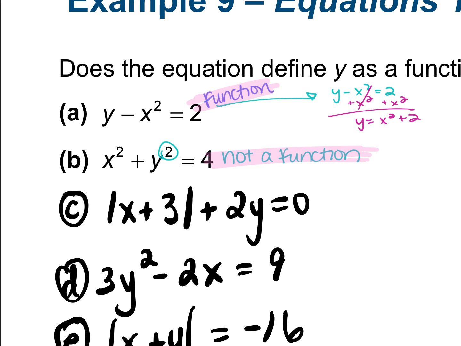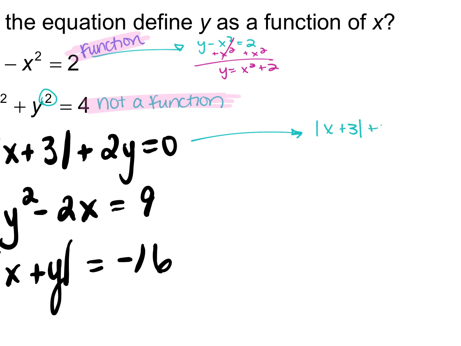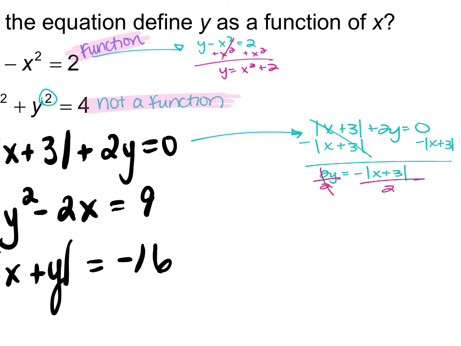For example C, you have the absolute value of x plus 3 plus 2y is equal to 0. If you were to isolate your y, you can subtract over the absolute value of x plus 3. This would give you 2y is equal to the opposite of the absolute value of x plus 3. Then you can just divide each side by 2, which would give you y is equal to the opposite of the absolute value of x plus 3, all over 2. This y is not inside the absolute value, and it's not raised to an even power, so this one is a function as well.